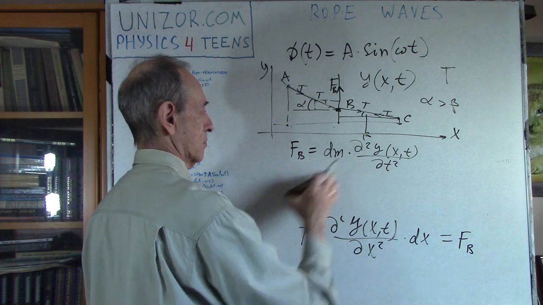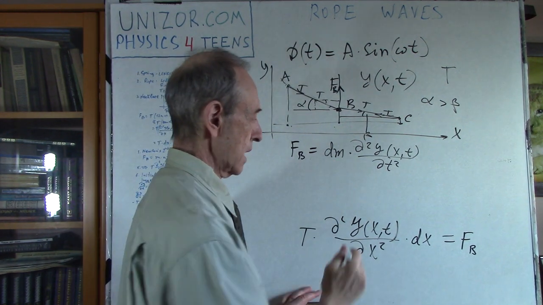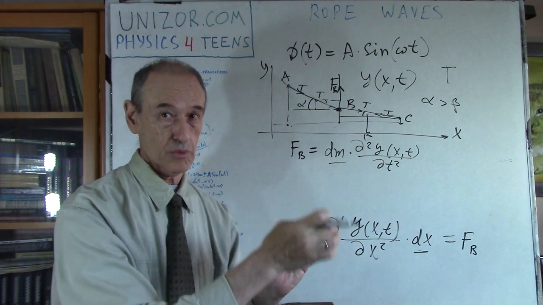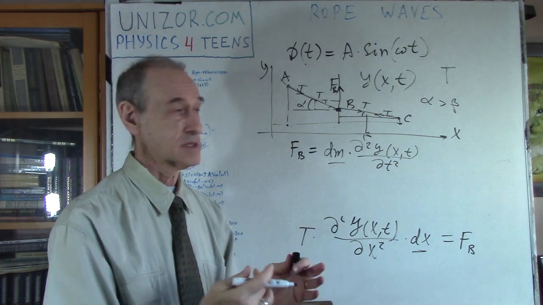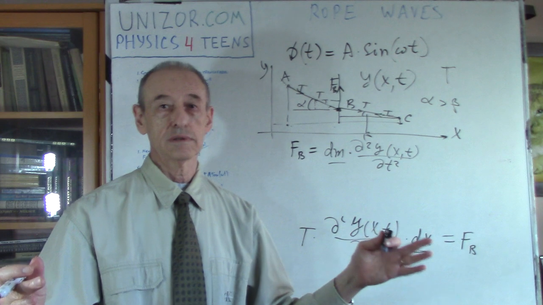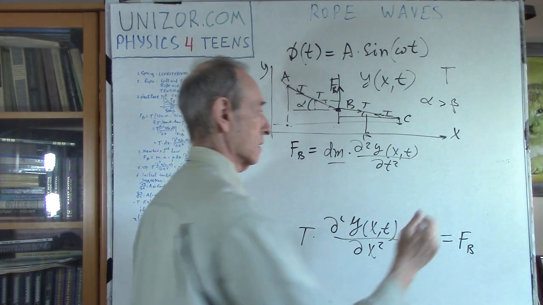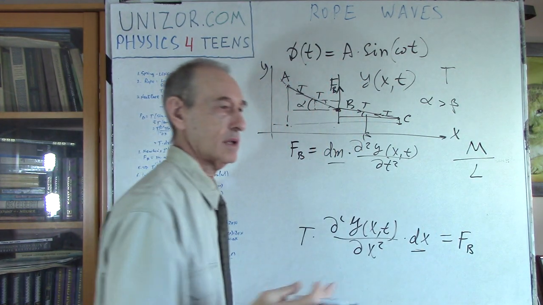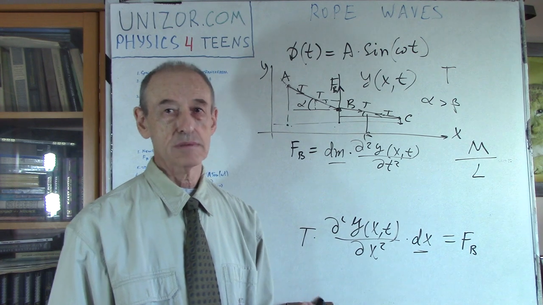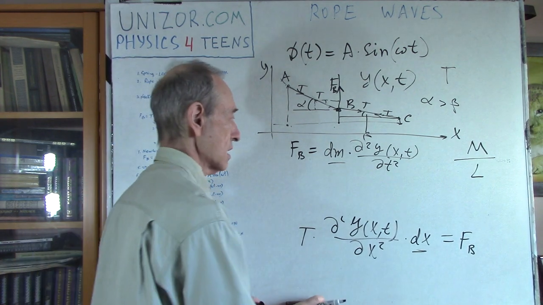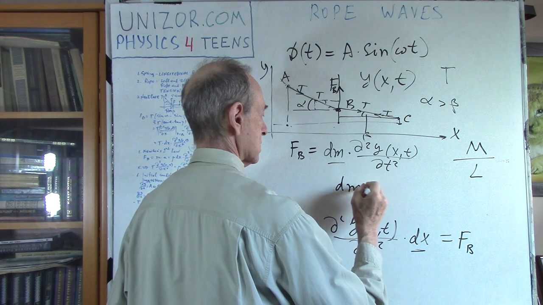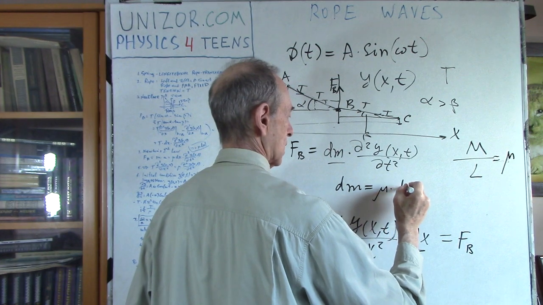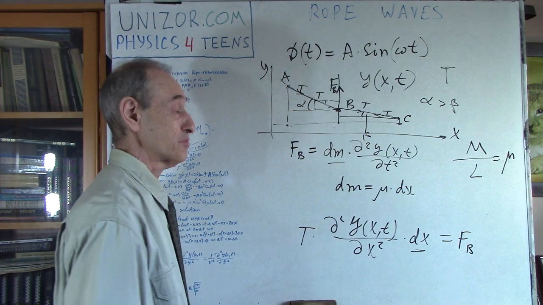Now, what is mass? Mass is very much related to the length. dx is the infinitesimally small length, and dm is the mass of this. If I have a rope of length L and its mass is M, then M divided by L is the density of the mass per unit of length. So obviously dm is equal to mu times dx.